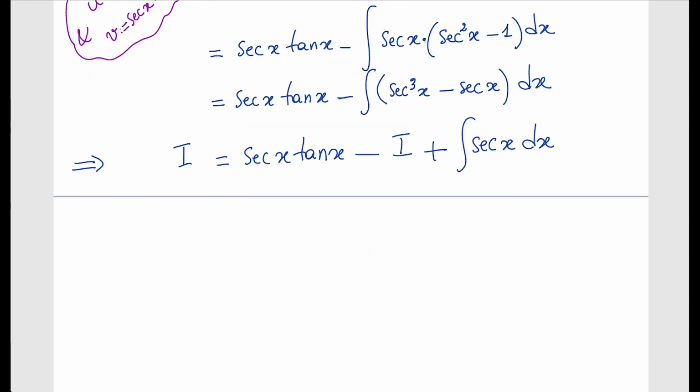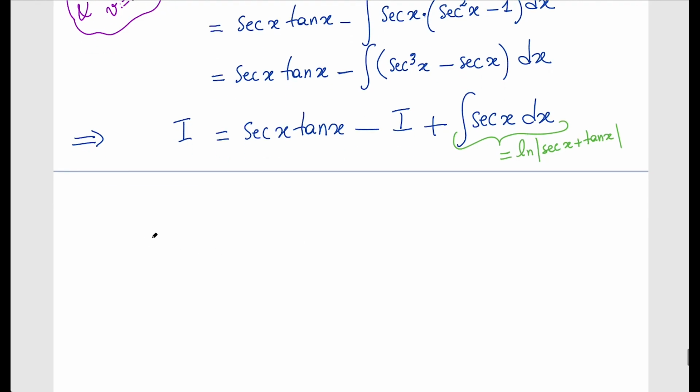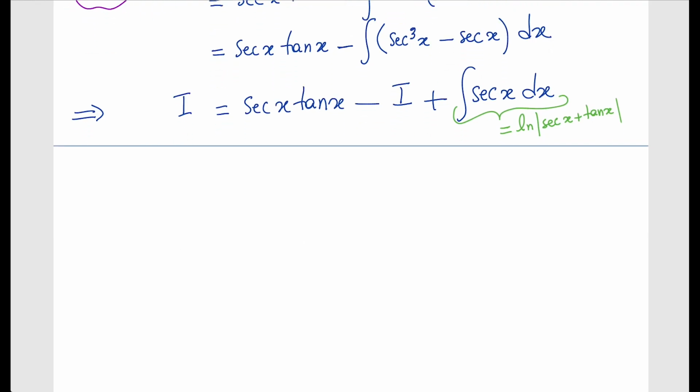We just discussed it above. That guy is equal to, we found, ln of the absolute value of secant x plus tan x. Okay, and let's keep the constant of integration till the end. So we solve for I as usual, right? Let me actually add the constant, that's fine. So we solve for I. What do we get then?